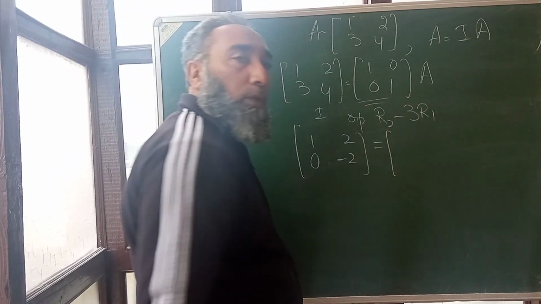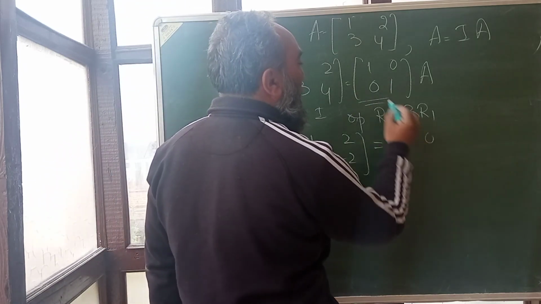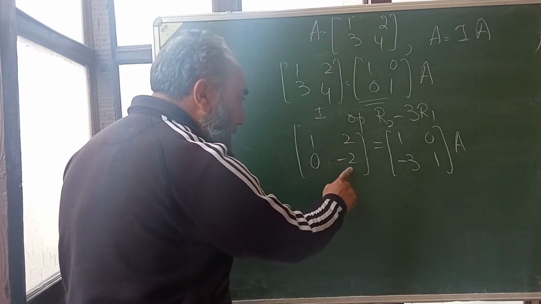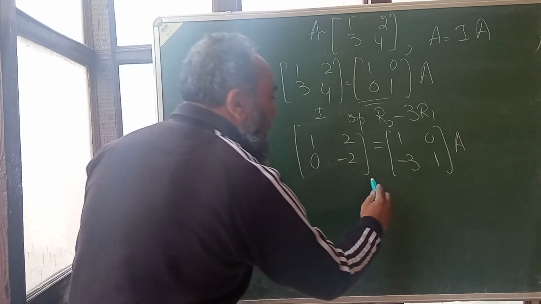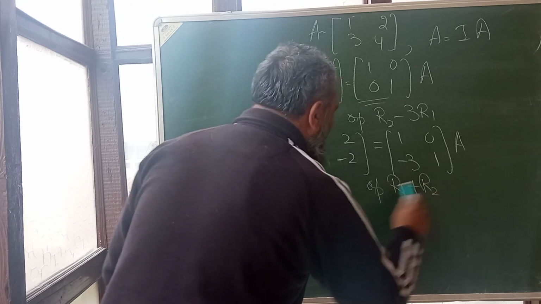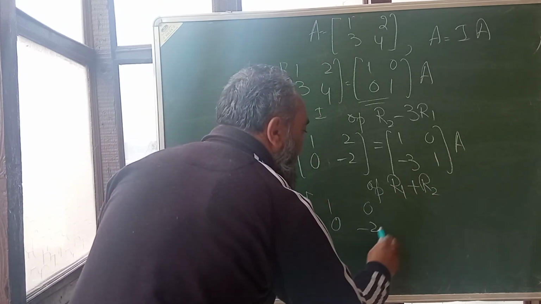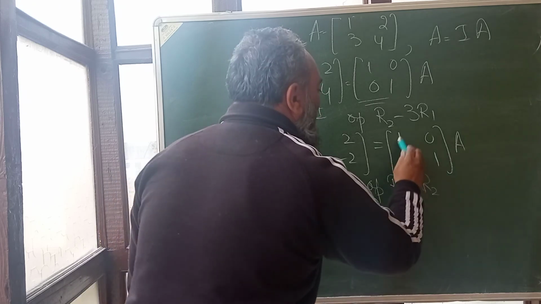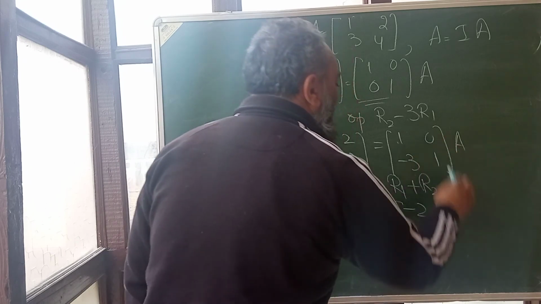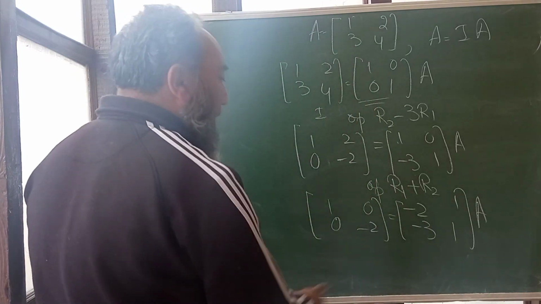Same transformation has to be used for this matrix. 1, 0, row 2 minus thrice, and this A. Now with the help of this, I can make this 0. So operate row 1 plus row 2. I have 1, 2 minus 2 plus 0, 0 minus 2 equal to this plus this, it is minus 2. This plus this is 1 minus 3 and 1. And this is A.